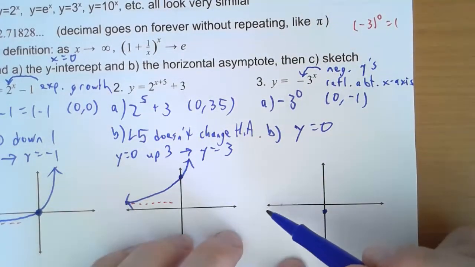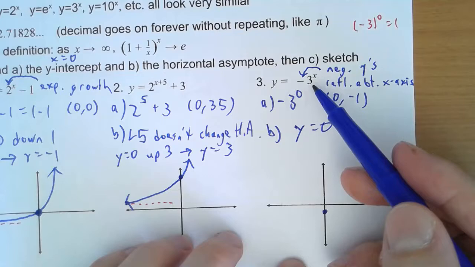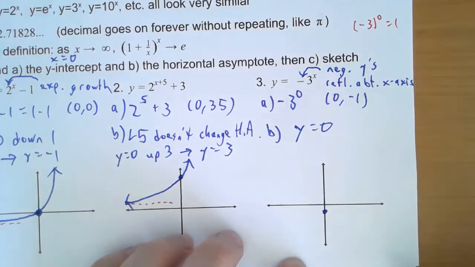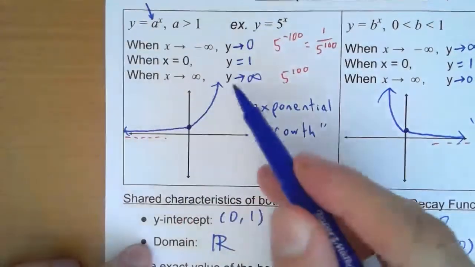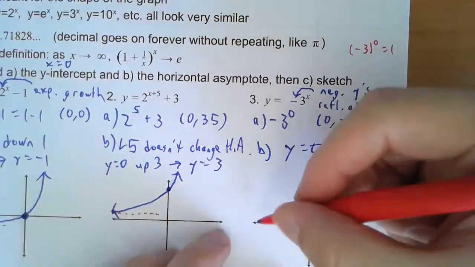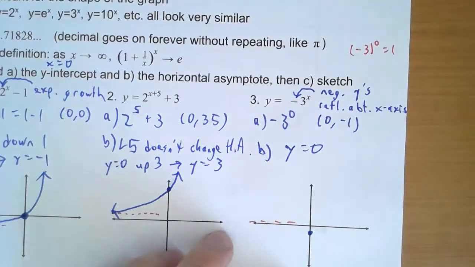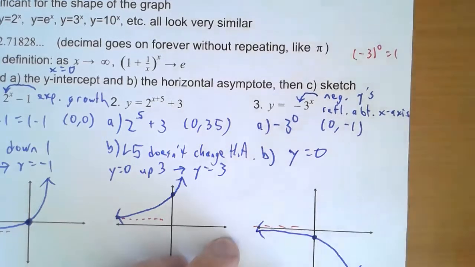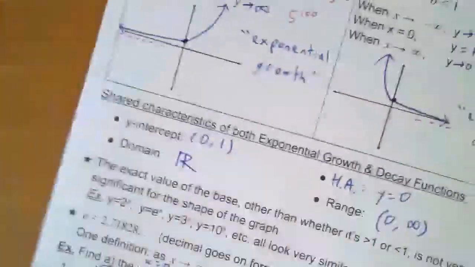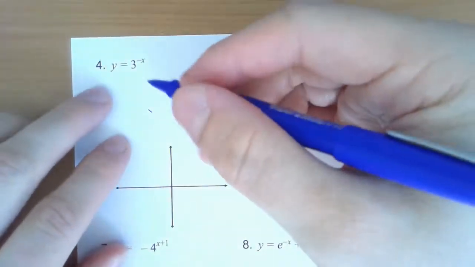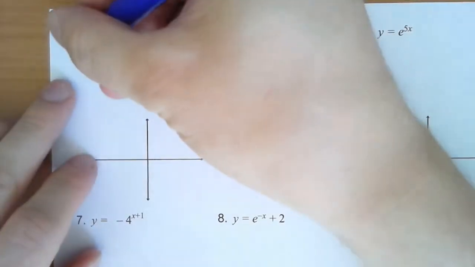Okay, and so it was exponential growth. The base was 3, bigger than 1. It was exponential growth, and then I flip it upside down. Okay, I take this graph and I reflect it about the x-axis. So instead of going up here, it's going to go down. So I'm still going to have my horizontal asymptote on the left side, but instead of going like that, now I go like this. Okay, so let's take a look at a few more here. So let's say we've got 3 to the negative x.